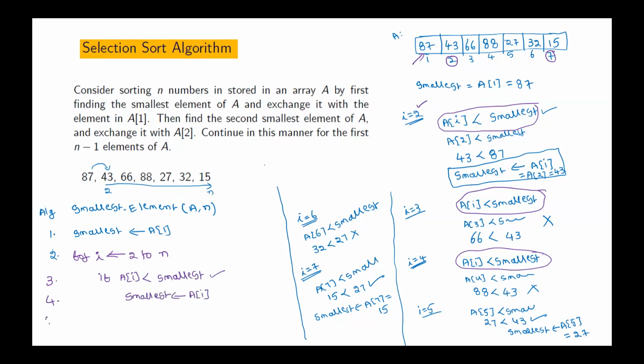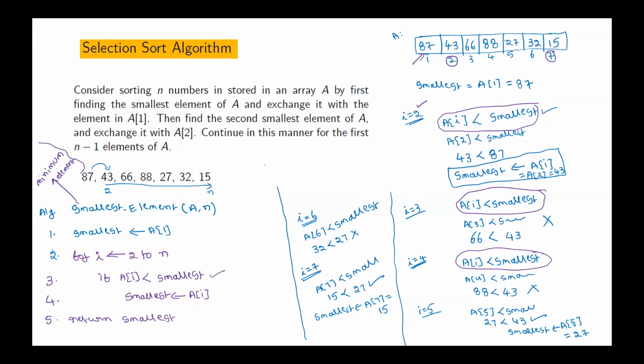So finally, we return smallest. Is that correct? This is a simple algorithm to find the smallest element. Smallest element is the same as minimum element, no? Is that okay? Smallest and minimum element both are the same. Okay. So this is the procedure.